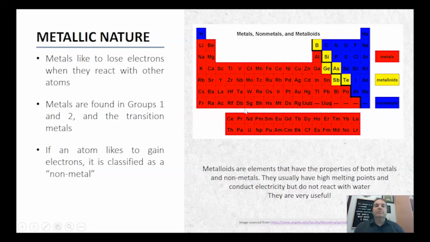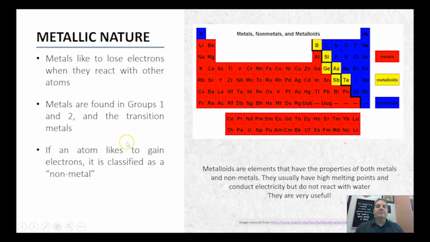Metals like to lose electrons when they react with other atoms. All of these metal atoms want to give out their valence shell electrons so that they become stable. A stable atom is one that we generally say has a full outer shell. So helium, neon, argon, krypton, xenon, and radon are called the noble gases. They're all stable because they already have 8 electrons in their outer shell, apart from helium, which has 2 in its outer shell, but they've all got full outer shells.